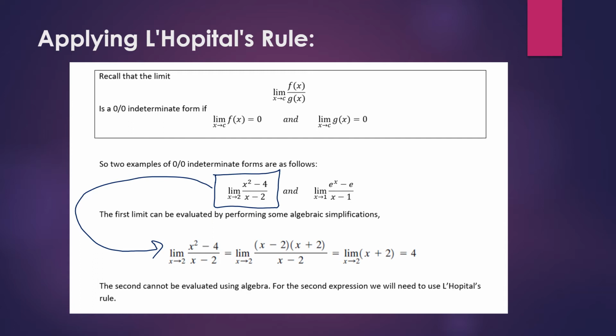But now let's take a look at the second one. The limit as x approaches 1 of e to the x minus e over x minus 1. If I plug in 1, I'm going to get e minus e, which is 0, and 1 minus 1, which is 0. It's a 0 over 0, but nothing cancels. And this is where L'Hopital's rule is going to come in, and we'll see that on our next slide.